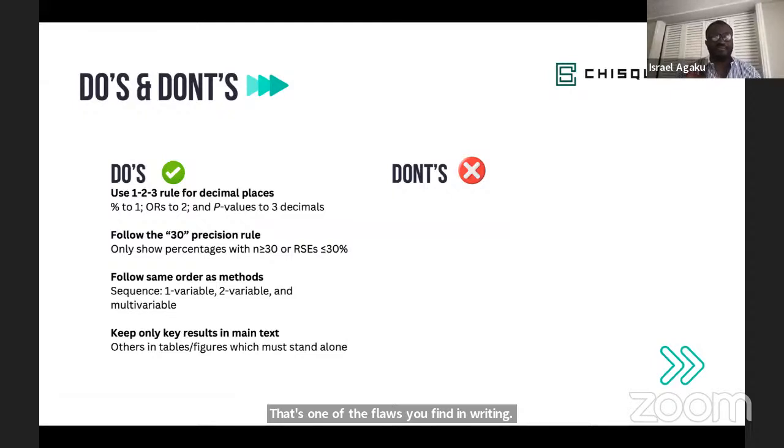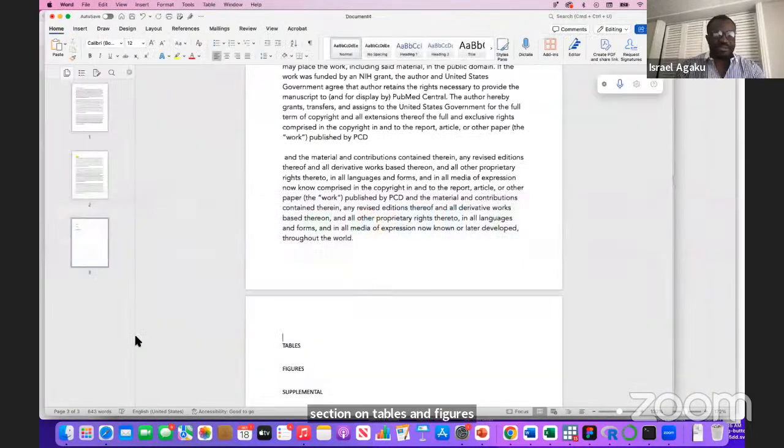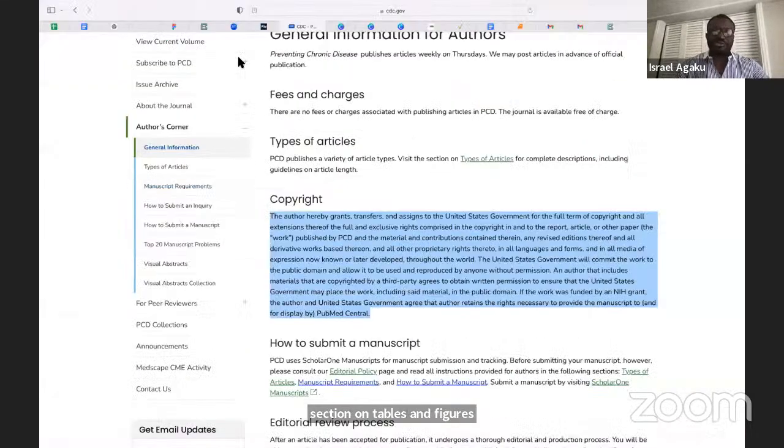So keep only the key findings in the main text. The others can be kept in tables and figures, which must stand alone. Cannot emphasize that enough. Tables and figures must stand alone. I think we have a section on tables and figures, but here is what we mean when we say things must stand alone.